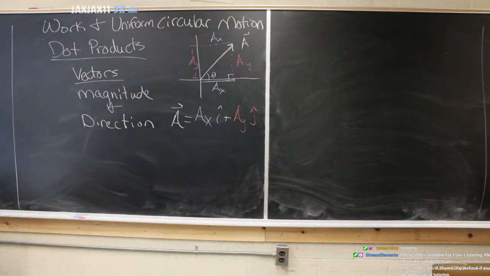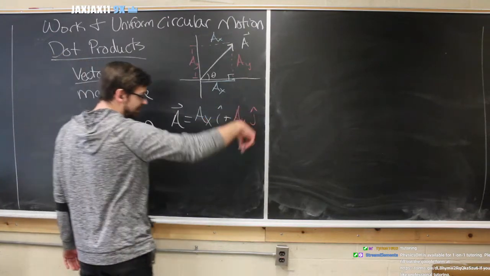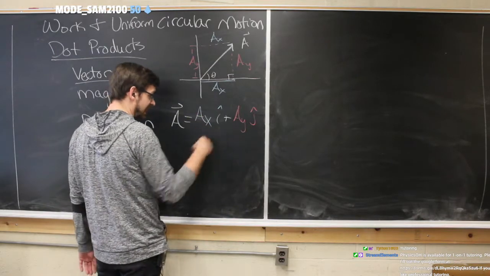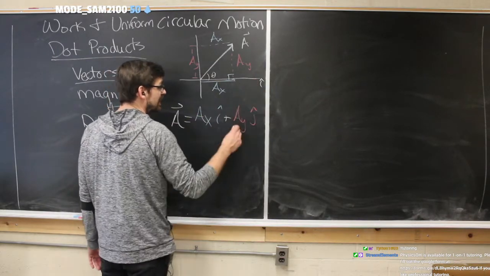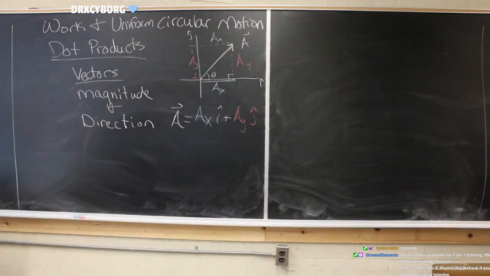Now, with this vector, we can do a few things. In each of these components, we have a magnitude and a direction. So the magnitude AX is associated with the i direction, that's usually what we call the x-axis, and the j direction is usually what we call the y-axis.